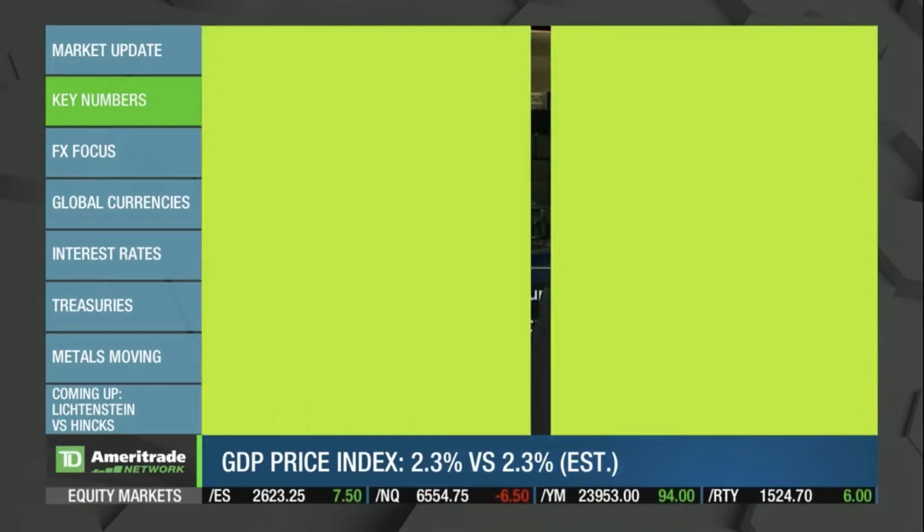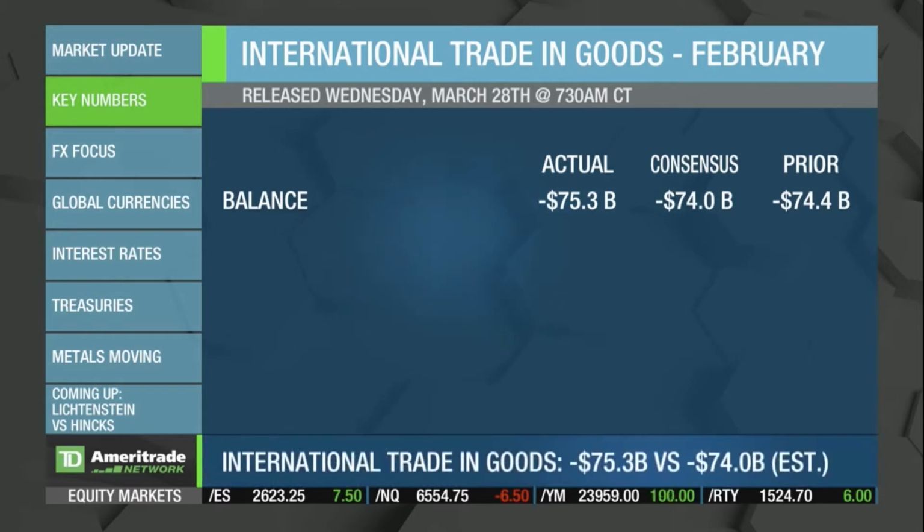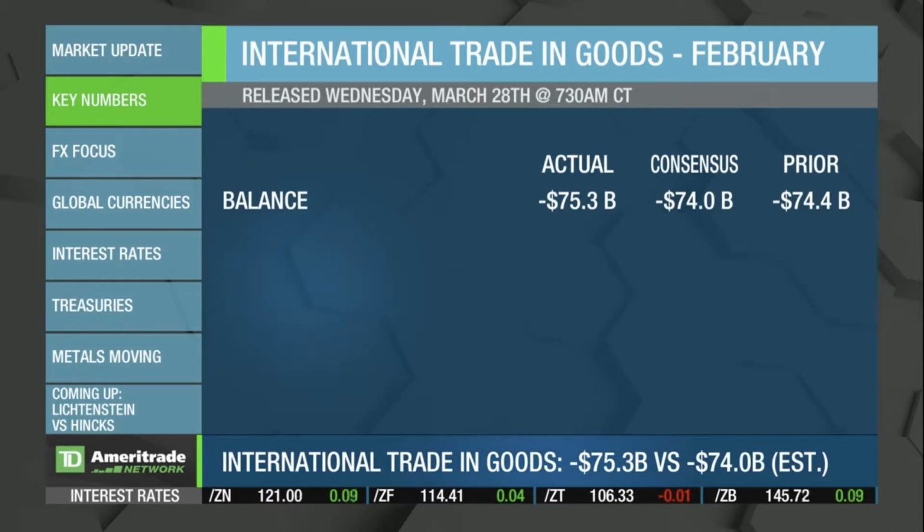Bob, let's talk a little bit about that international trade number that was also released at 7:30. That number came in down 75.3 billion. They were looking for down 74.0 billion, prior down 74.4 billion. Bob, I'm curious, with all the discussion here related to trade and trade tariffs, how much do you think traders are going to be dialed in on this number here today?